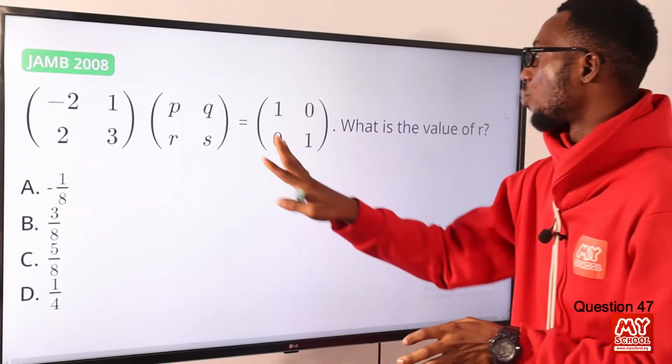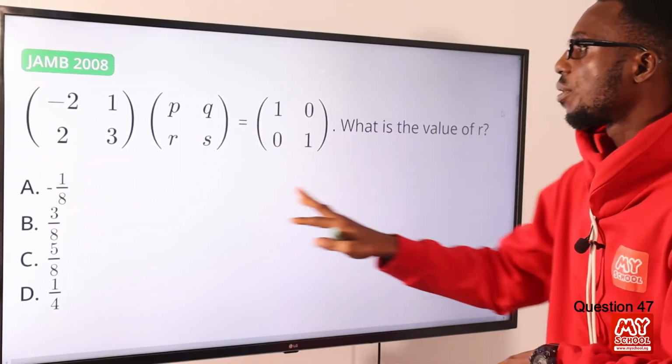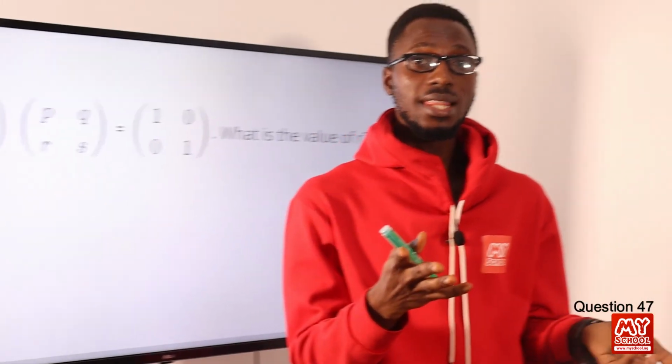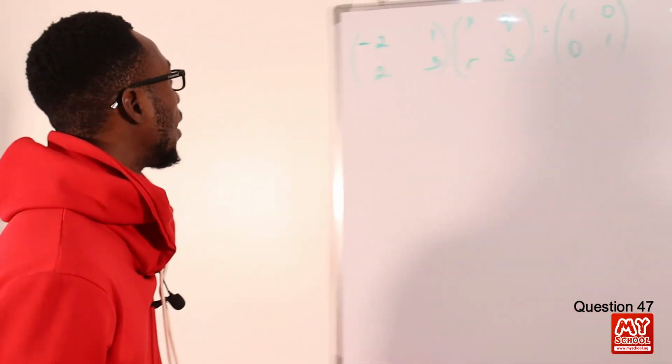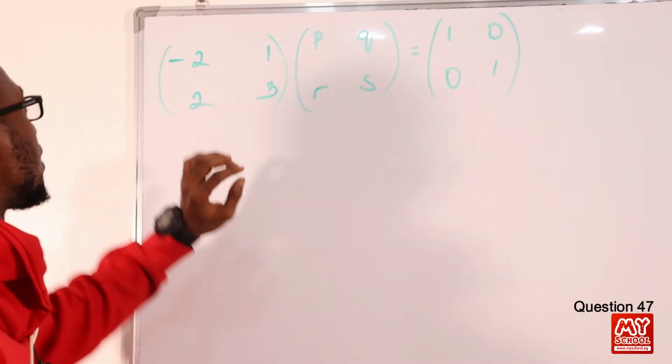47. We have this. What is the value of r? So I've represented this again, right here. Okay, so it's very easy.